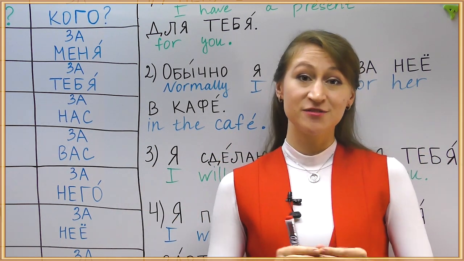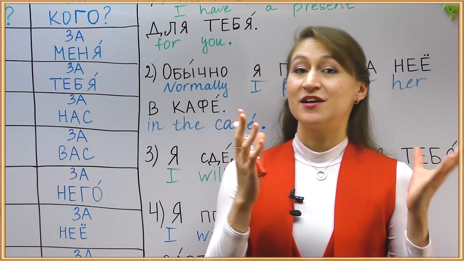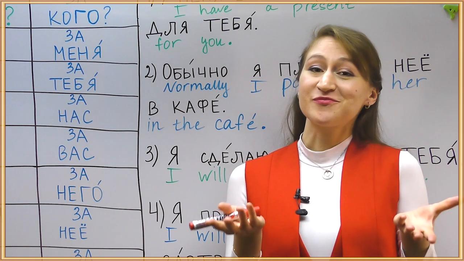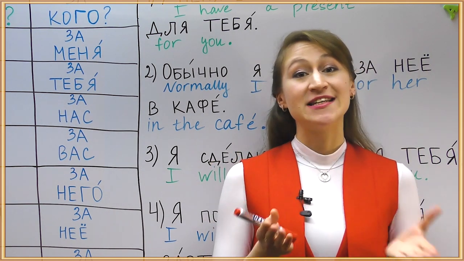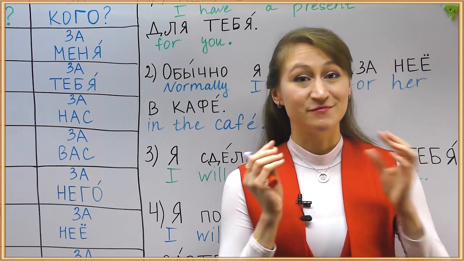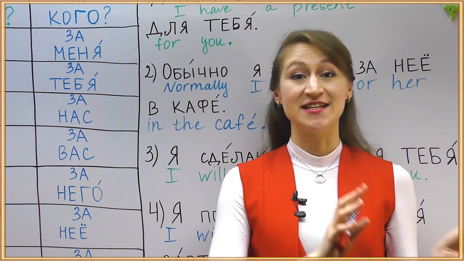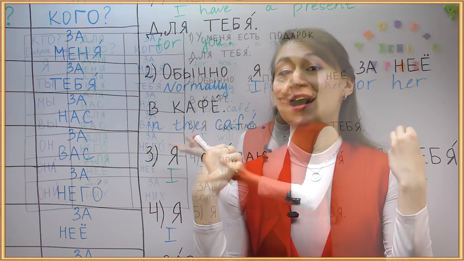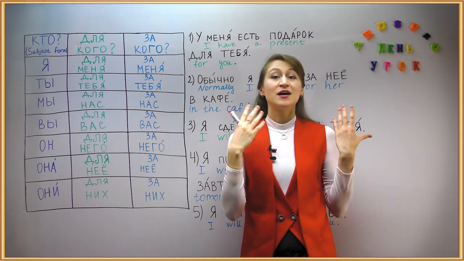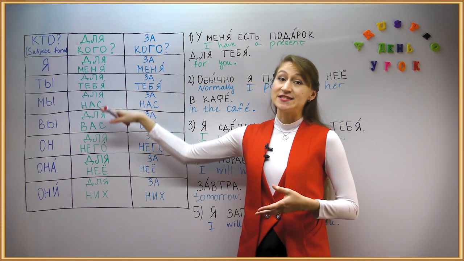So every preposition in every language has a particular idea behind it. These ideas may be different and, well, one preposition in English, for example, can have multiple ideas behind it. But in Russian, these ideas are separated. And for each meaning, for each idea, we have a separate preposition. This is what we actually have with the prepositions ДЛЯ and ЗА. Both of them are translated as for into English. But in Russian, it's two words.